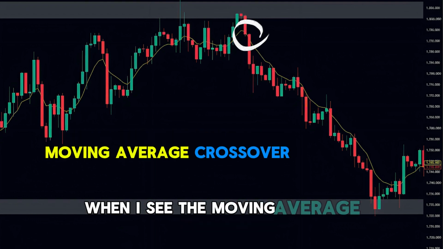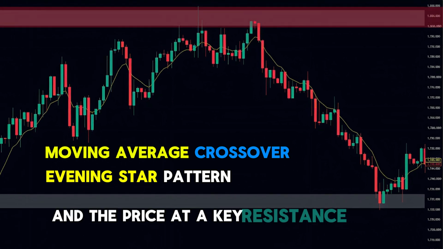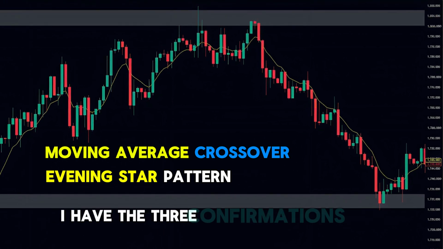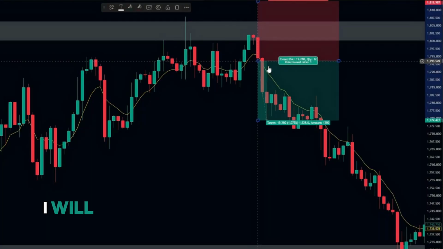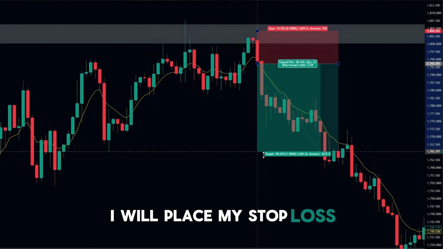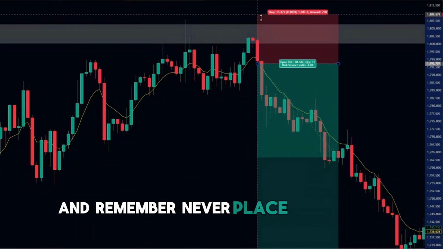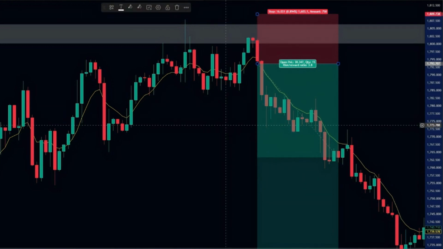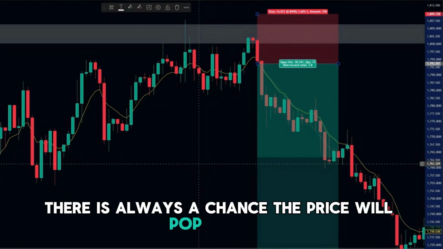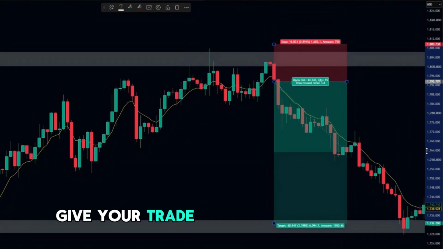When I see the moving average crossover, the evening star pattern, and the price at a key resistance level, I have the three confirmations I need. I will boldly enter a sell position right there. I will place my stop loss safely above the resistance level. And remember, never place your stop loss too tight. There is always a chance the price will pop back up to retest the area before falling. Give your trade some breathing room.